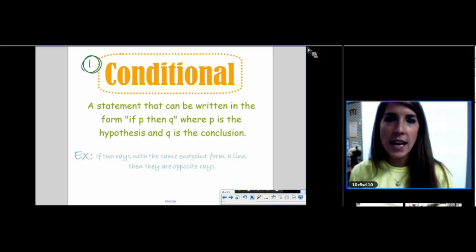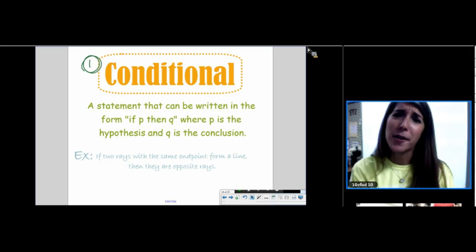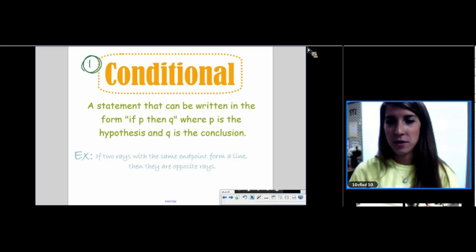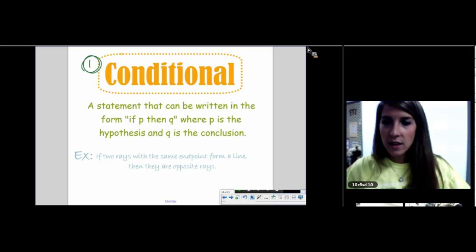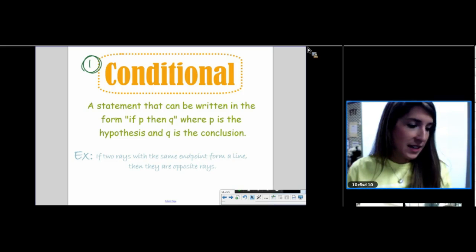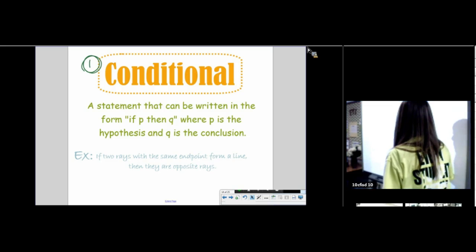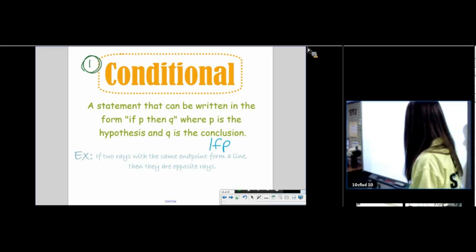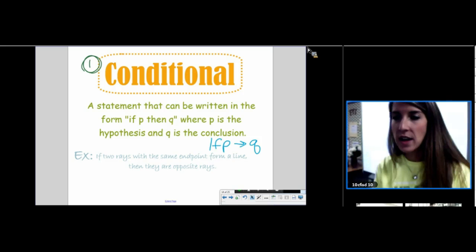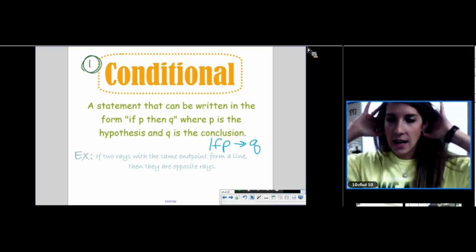Those are if-then statements. If you give a mouse a cookie, then, I read this book to my daughter almost every night, he'll ask for a glass of milk, or whatever. Okay? So, that's a conditional statement. Statement in the form if, then. On your notes where it says notation, I want you to write if P, then Q. Or you could write the word then if you don't want to do the arrow, but the arrow does mean then. If P, then Q. That's what you write in the notation.